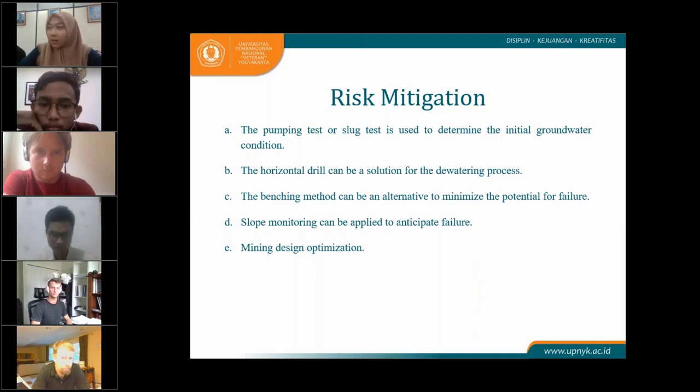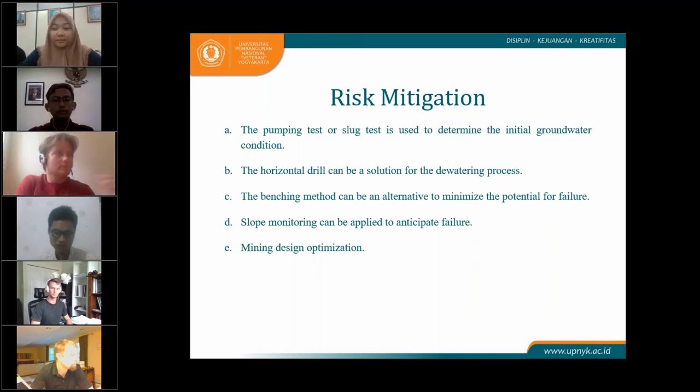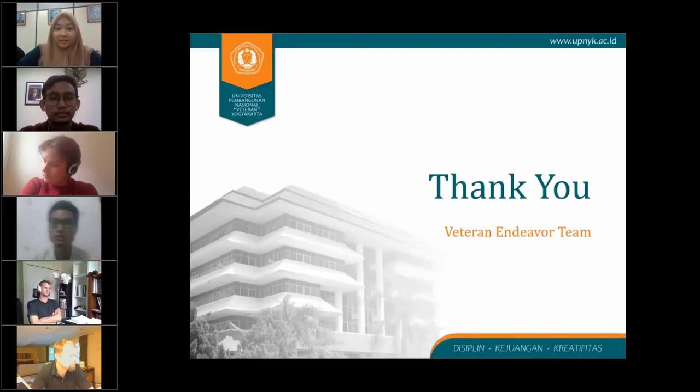Number three, the benching method can be an alternative to minimize the potential of failure. Number four, slope monitoring can be applied to anticipate failure by observing indications of slope movement. And the last, mining design optimization in the geometry model and dewatering activities could affect the economical analysis. This is the last part of our presentation. Thank you for your attention, and we return to the moderator.